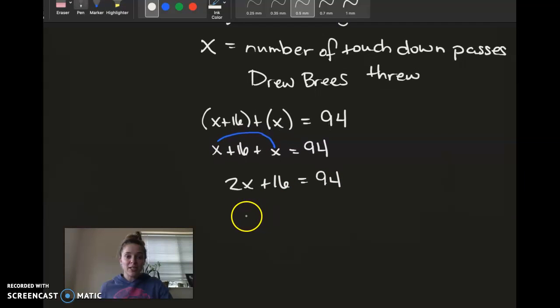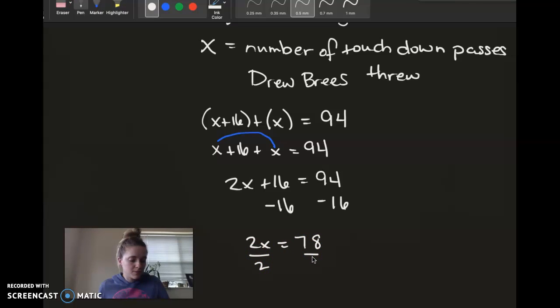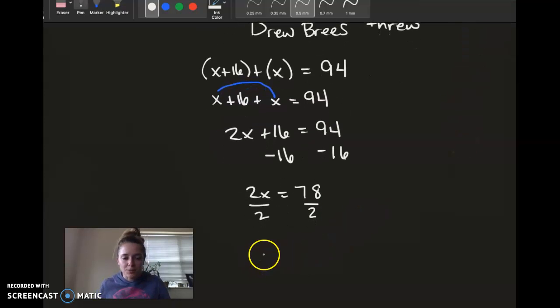And to get x by itself, I'm going to have to get the term with the x in it by itself first. So subtract 16 from both sides, and I have 2x equals 78, and then divide by 2. And we end up with x equals 39.